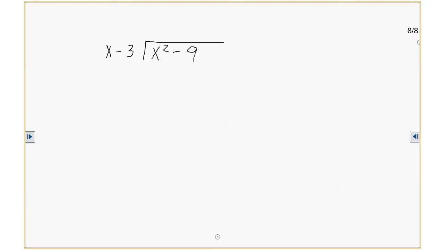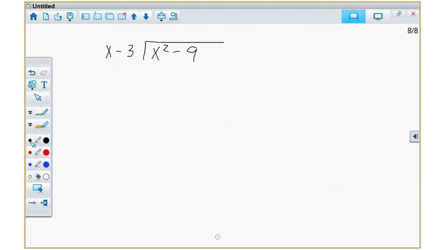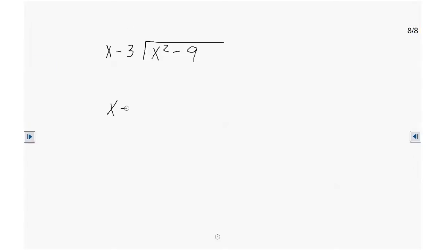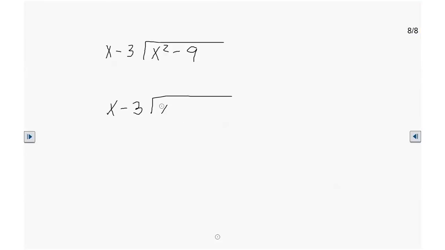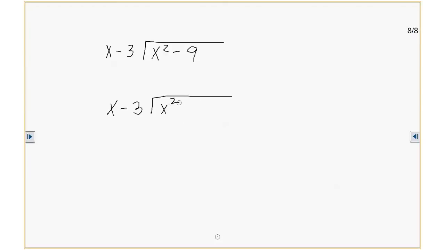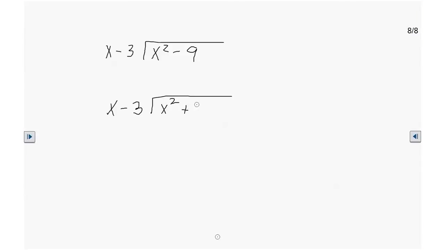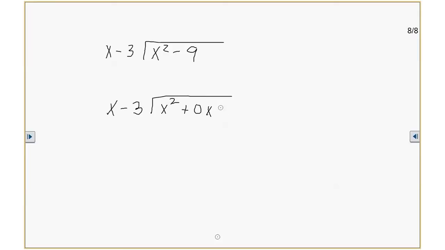What's missing? Well, nothing's missing on the outside. X minus 3 is okay. What's missing on the inside? Plus 0x minus 9. All right, now do it.